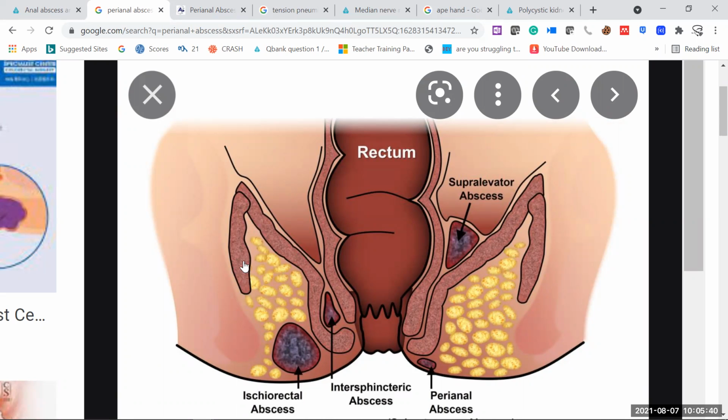Similarly, this is the ischiorectal fossa, and an abscess here is called an ischiorectal abscess. In between the external and internal anal sphincter, an abscess is called an intersphincteric abscess. These are all anatomical landmark based abscesses, where on the basis of the position you just name them. Similarly, this is the levator ani muscle, and if any abscess is just above this levator ani muscle, you can call it a supralevator abscess.